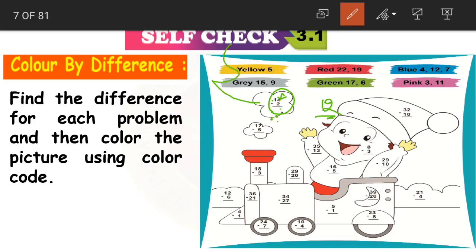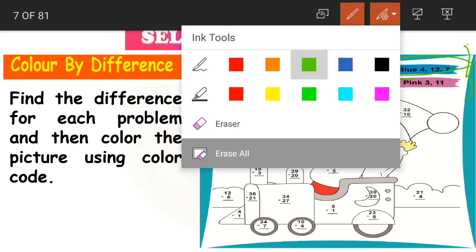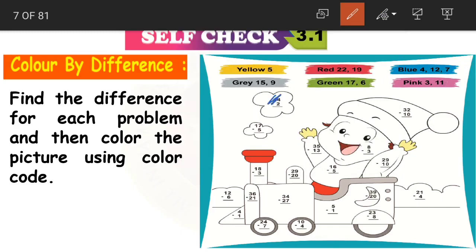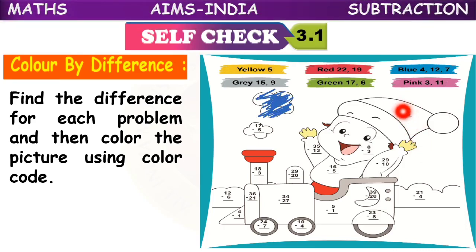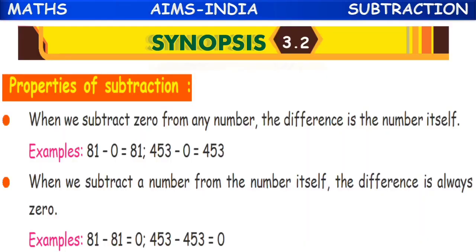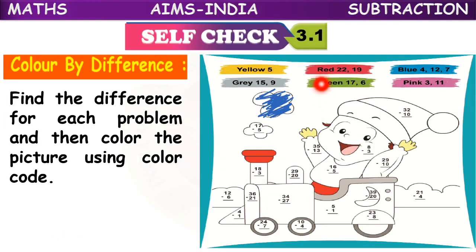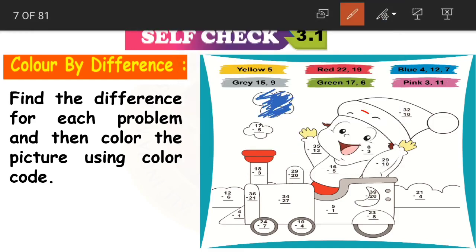Now look at the numbers here. Now 12 is in which color? 12 is in color blue. So what should we do? We should color this cloud with the blue color. Yes. Now moving on to the next one. 32 minus 10 is equal to what? 32 minus 10 is equal to 22. Now 22 is in which color? It is in color red. So we will color the hat red. So we are coloring the hat red.